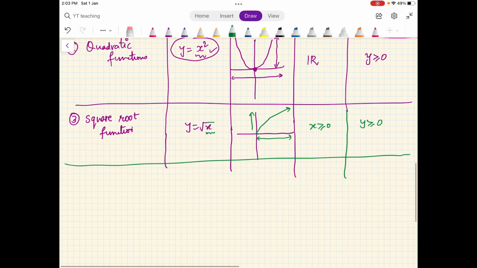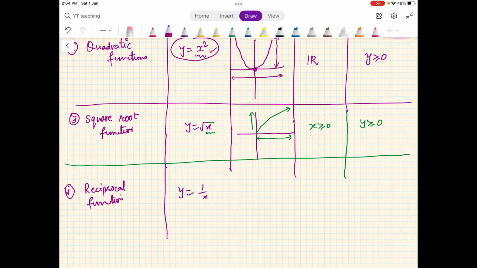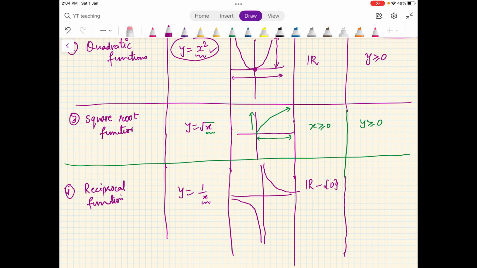And then we have the reciprocal function, which is y equals 1 by x. You can try making the graph for this function. You can use Desmos, and you will see something like this. Now you can see the domain very clearly: you cannot put x equal to 0 here. So the domain will be all real numbers except 0. Zero is not included in the domain.